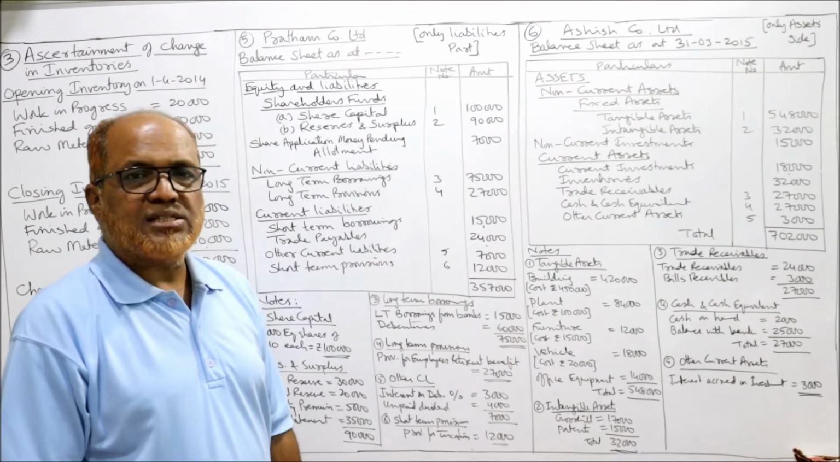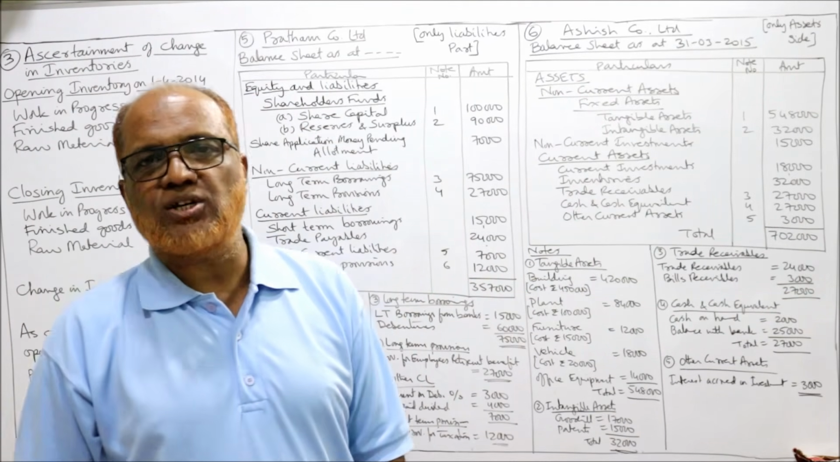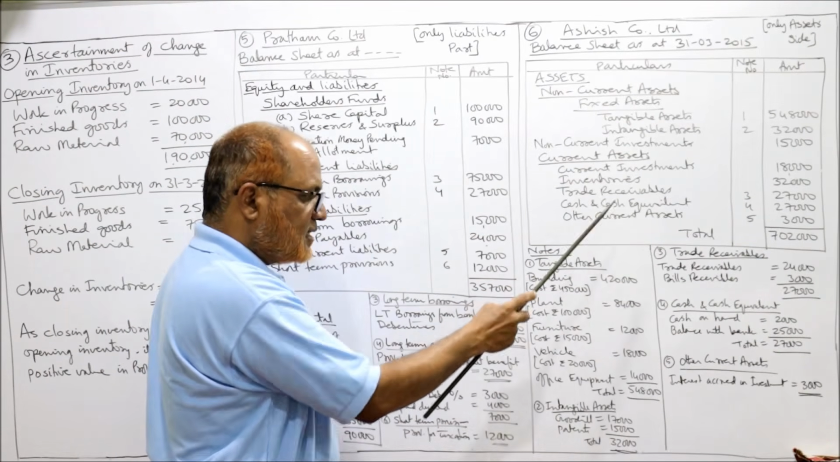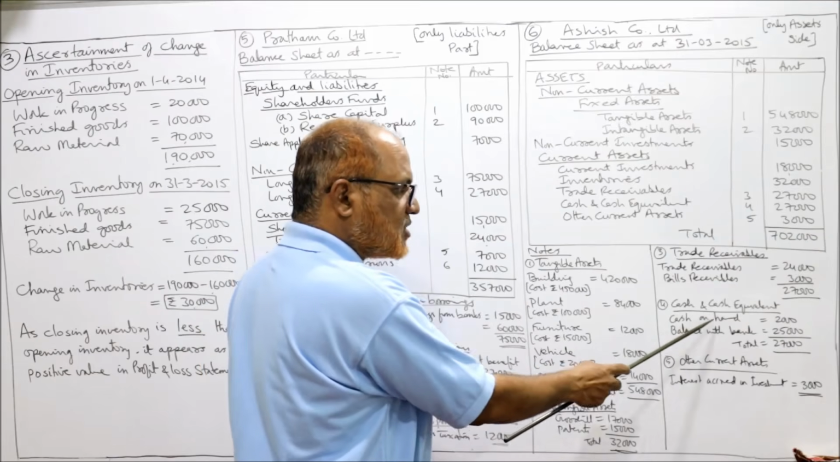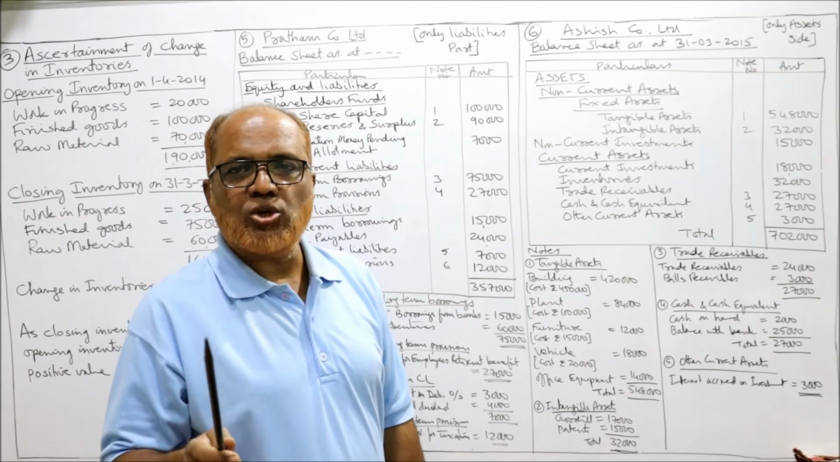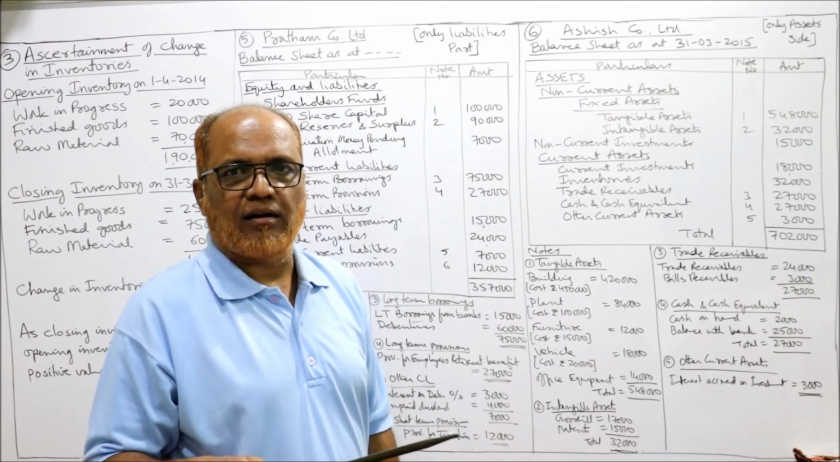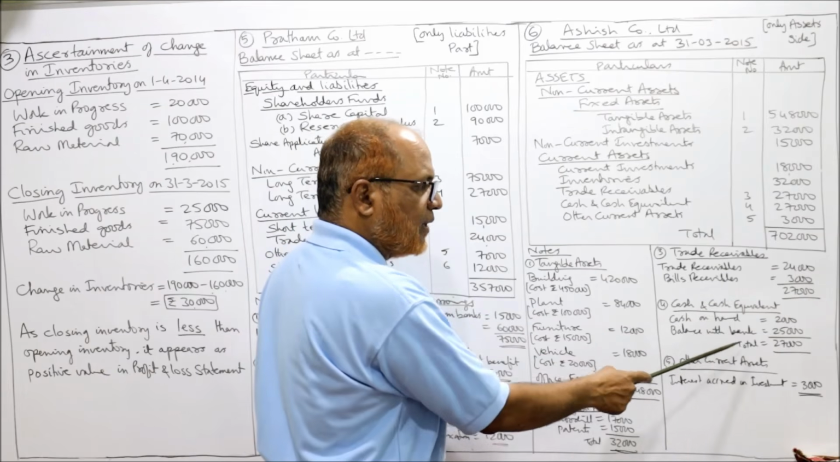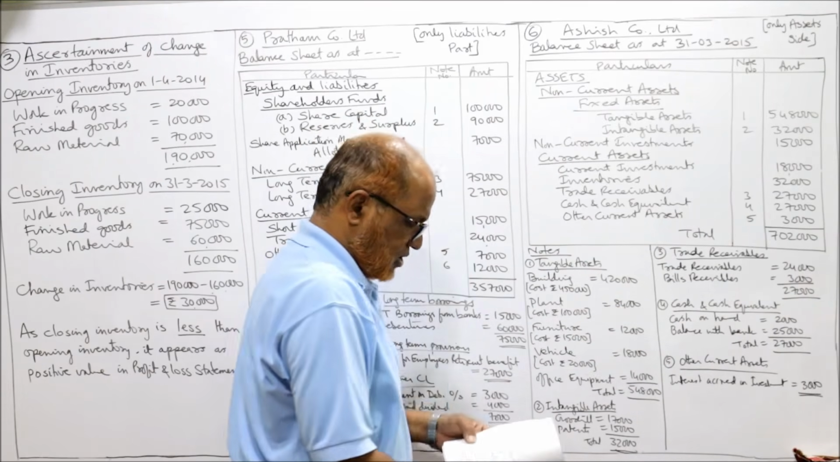Then next is balance with bank. This is cash and cash equivalent. One item is there, cash and cash equivalent. In this cash and cash equivalent, we'll take cash balance with bank 25,000. Then cash on hand. Cash on hand and balance with bank, we will combine both under cash and cash equivalent. So in total it is 27,000 cash and cash equivalent.